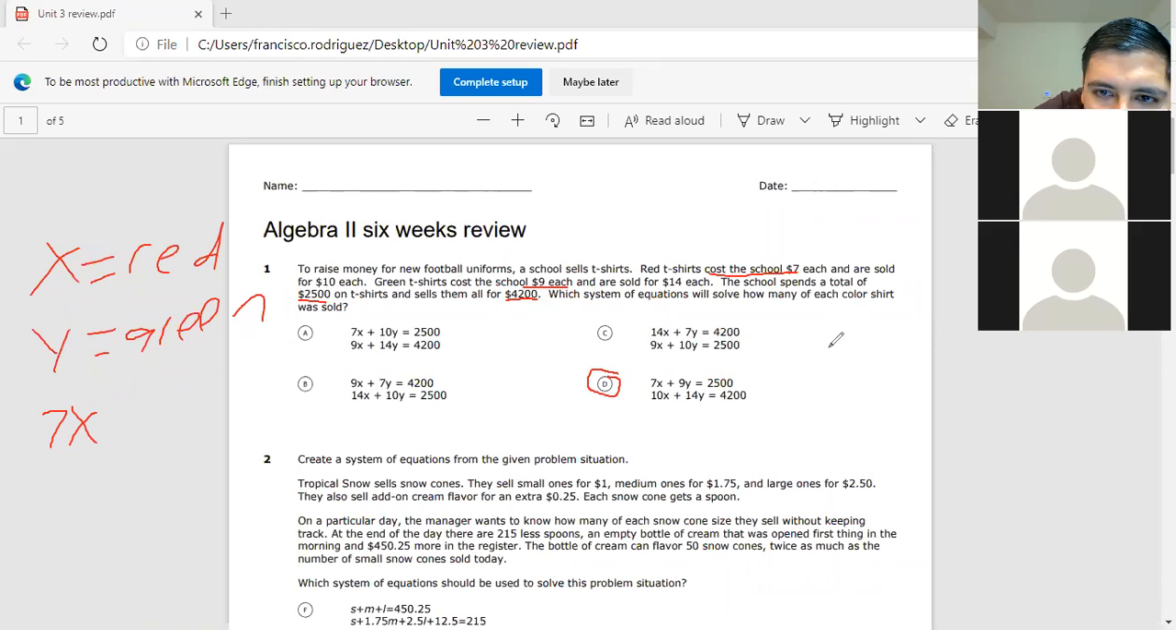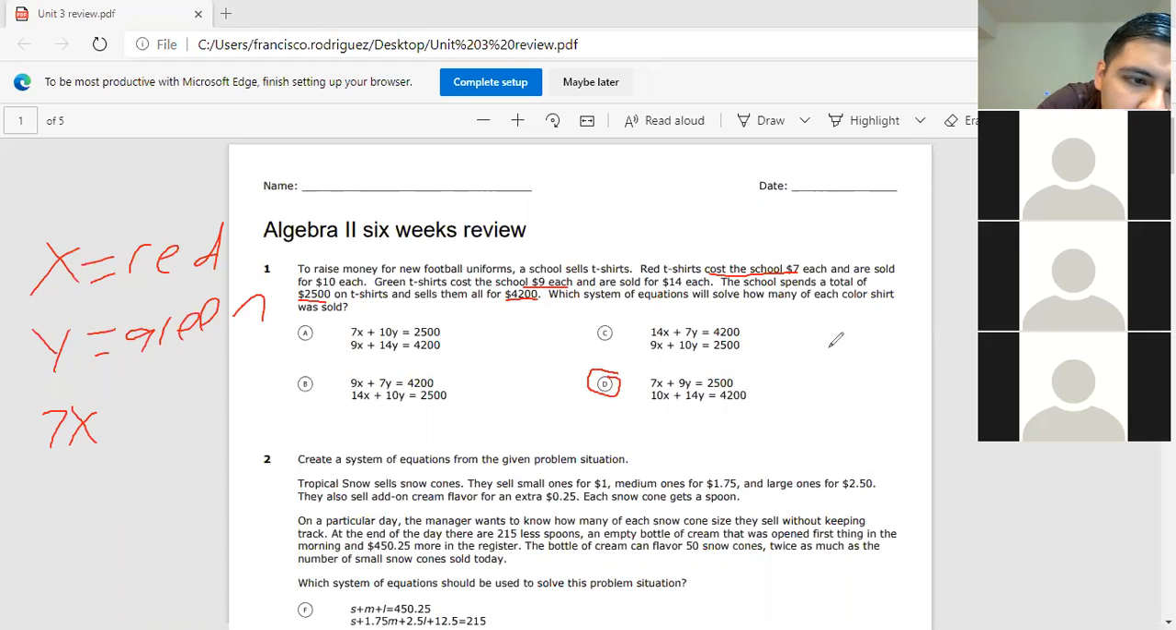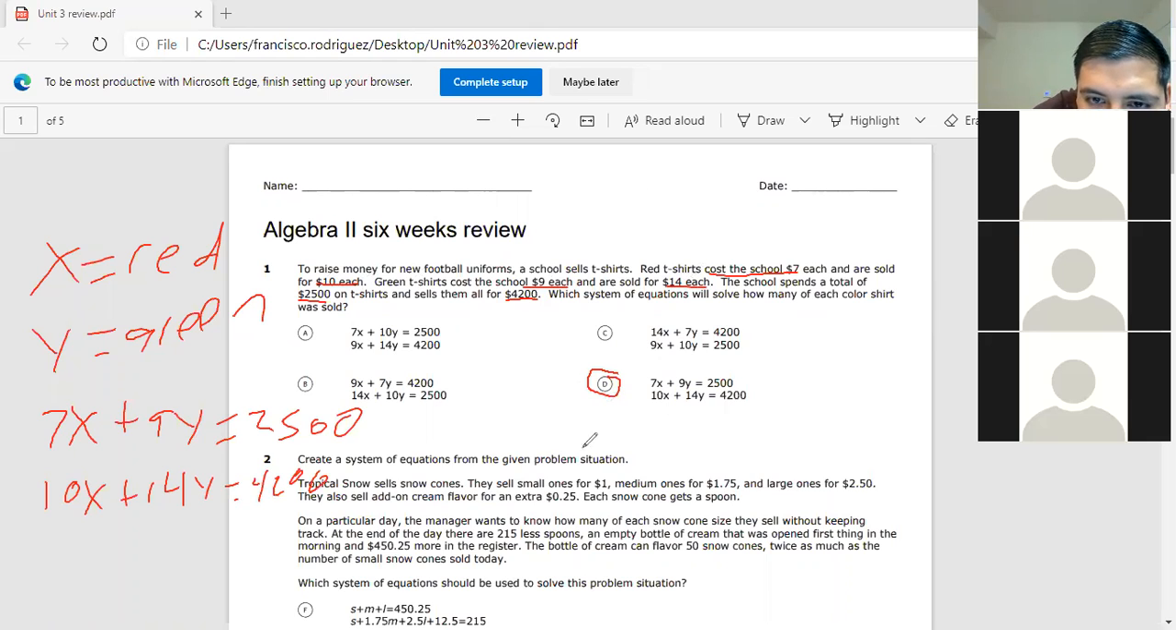But yeah, so the cost is 7 for the red one. So we can say 7x plus 9y is equal to 2,500. That's the equation for the total cost. And now for the amount that we sold them for, we sold these for 10 and these other ones for 14. So 10x plus 14y is equal to 4,200. So yeah, looks like the answer would be D, right?